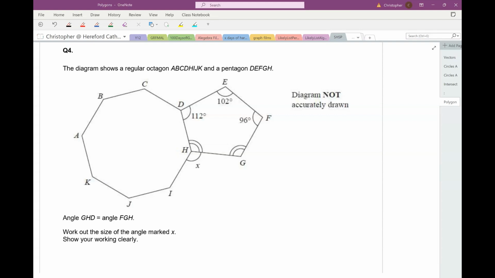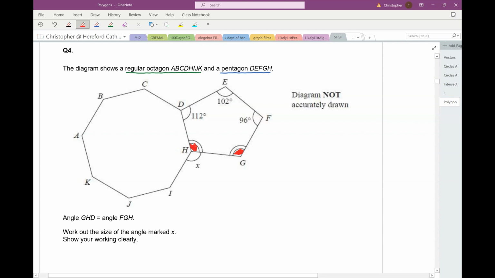Question 4. Now in this question I've got a regular octagon, and I've got a pentagon. It doesn't say it's a regular pentagon. And when I look at the pentagon, which is the shape on the right, I see the interior angles aren't all the same. So a regular octagon and a pentagon. Angle GHD is the same as angle FGH. That is this angle and that angle. Those two angles are equal. Okay, and I'm asked to find the angle X.